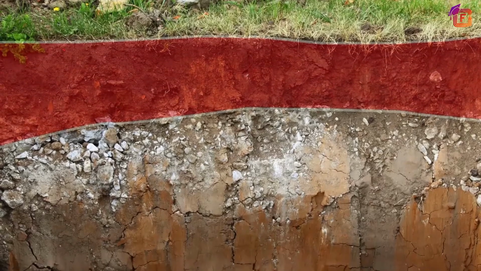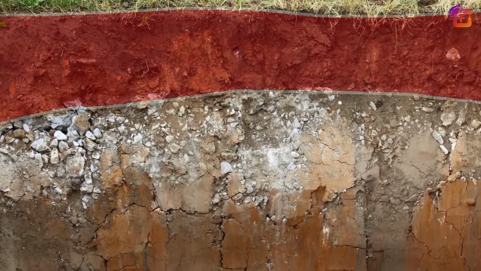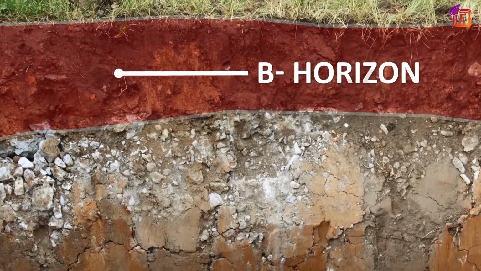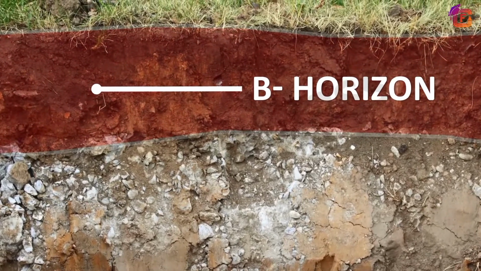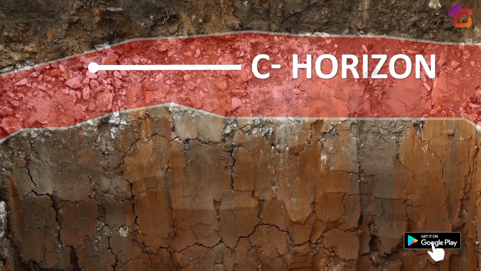The layer below it has less humus and more mineral content. This layer is known as the middle layer or B horizon. This horizon is generally hard and compact. The third layer is C horizon. This layer is made up of small lumps of rocks.